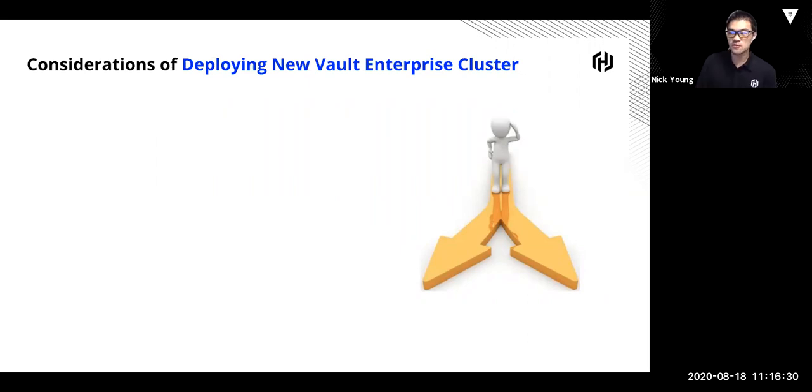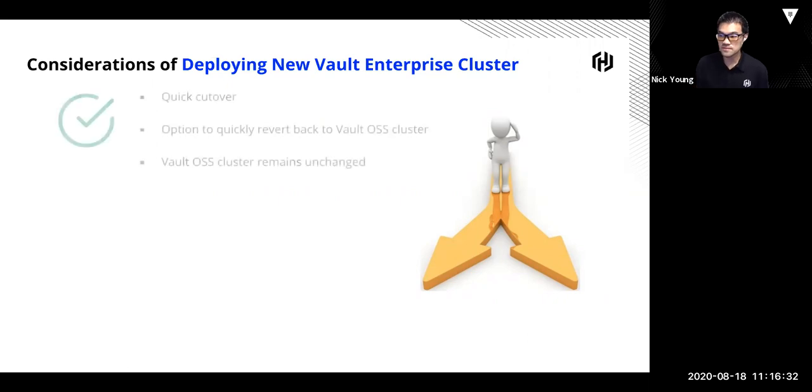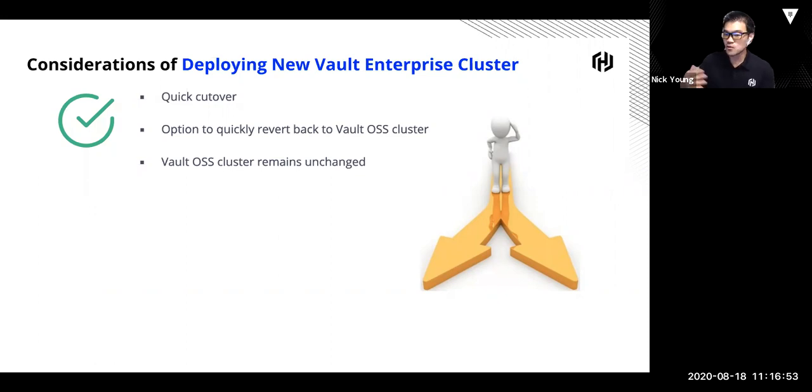In this approach of deploying a new Vault Enterprise cluster, some of the pros: there's a quick cutover. As I showed you, you basically stop the service on one and start it on the other. I'd highly recommend for the consistency of data that you do it during a maintenance window. But in this process, the cutover is very quick. You have the option to revert back to the Vault open source cluster in the event the new one is not working as you expect it. And the Vault open source cluster remains largely unchanged.